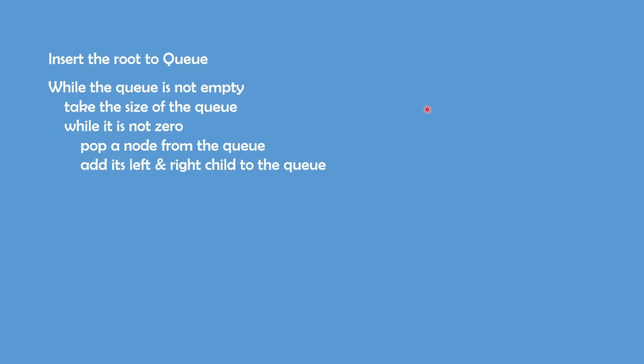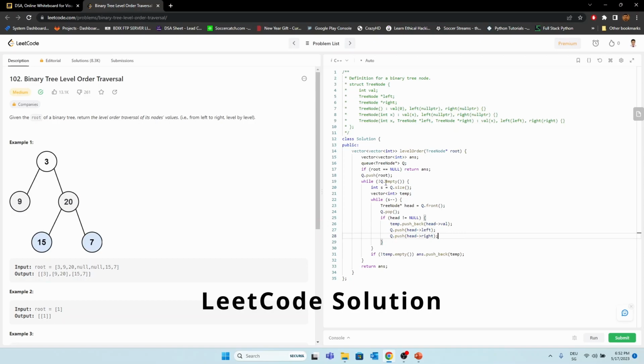Once this is 0, then we will be appending this list to our final output list, and this will go on until the queue is empty. Thus we will be solving this problem. As you can see, at first we have pushed the root to the queue, and this is our outer loop while the queue is not empty, and every time we took the size of the queue before popping anything, and this is our inner loop.